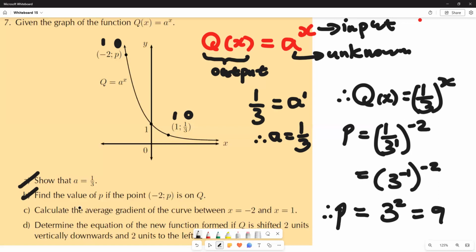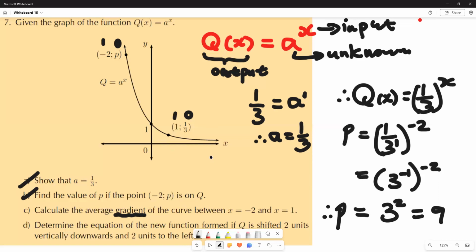And then they need the average gradient of the curve. So ladies and gents, when they say the average gradient, you shouldn't be scared. Average just shows that we're approximating the gradient of a curve, since a curve's gradient is changing throughout. But you are still going to use a normal gradient formula. We're still going to use a normal gradient formula.